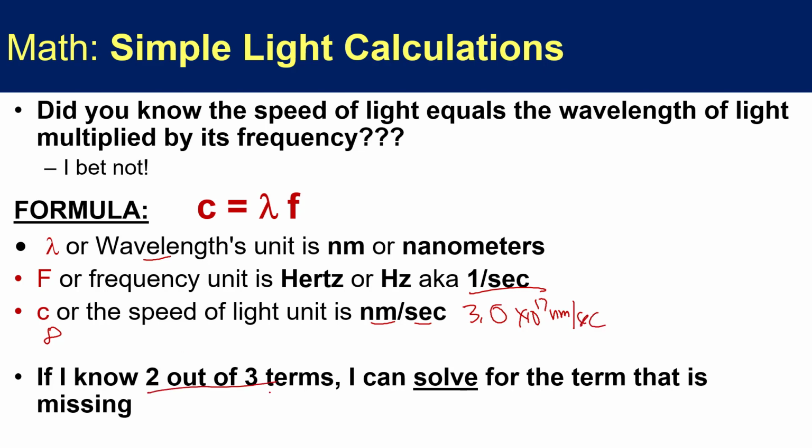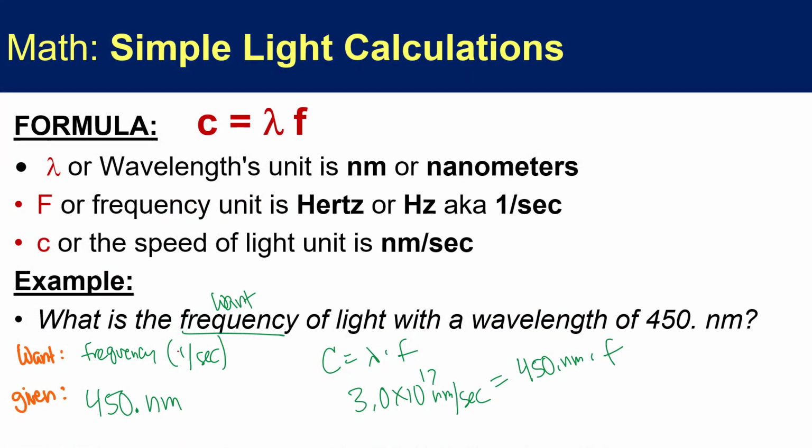Obviously, it is algebra, so if we know 2 out of the 3 terms, we can certainly solve for the term that is missing. Check out how we would do a problem using this new formula. Let's say we want to know what the frequency of light is with a wavelength of 450 nanometers. Well, we have to identify our want, which in this case is frequency. We have to identify our given, which is 450 nanometers, and we've got to now substitute with our units. We know that the speed of light is equal to lambda times frequency. So here is my speed of light.